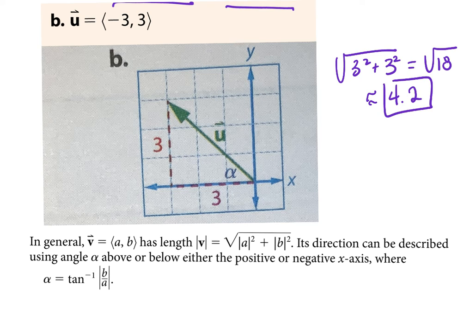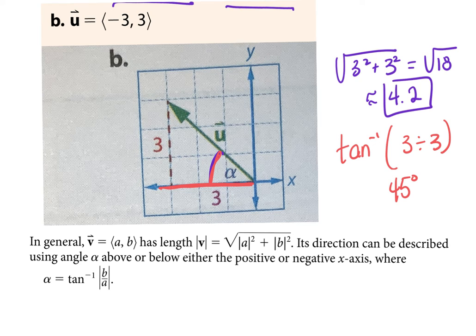If I want direction, I want to know that angle. So I'm going to say the inverse tangent of 3 divided by 3. That is going to be a 45 degree angle. Tangent of 45 is always 1. So that means this right here is a 45 degree angle. Now you have to tell them what your movement is. So above, you'll notice it says above the negative x-axis. So 45 degrees above the negative x-axis.